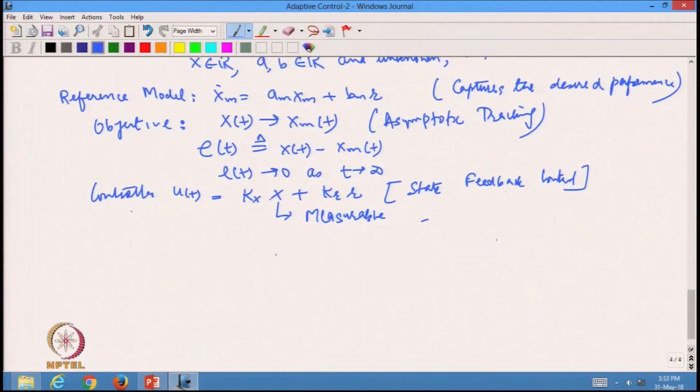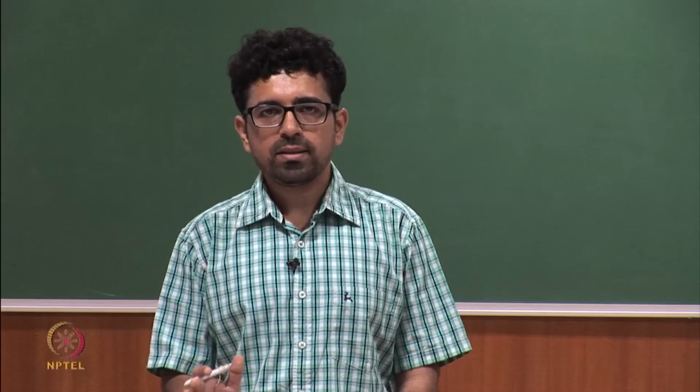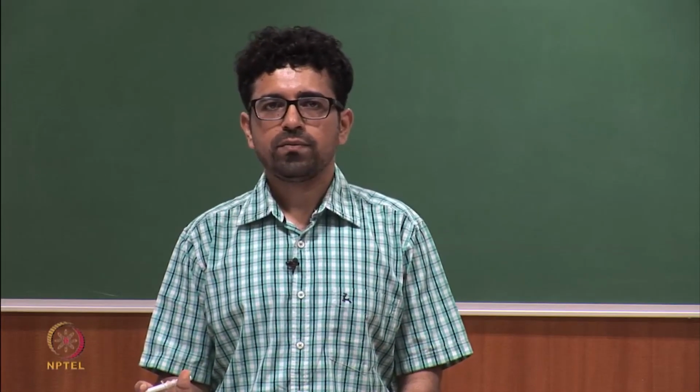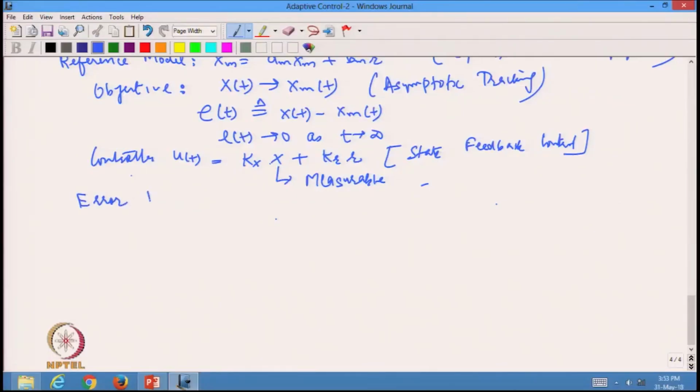Okay, so, we should be clear what the objective is. We want that the error should go to 0, which means that the plant state tracks the state of the reference model. So, let us look at the error dynamics. Which is e dot is given by x dot minus xm dot, which is Ax plus Bu minus Am xm minus Bm r. So, let us substitute for the controller u, which is given by this expression.